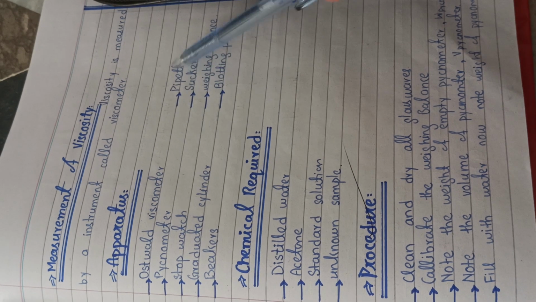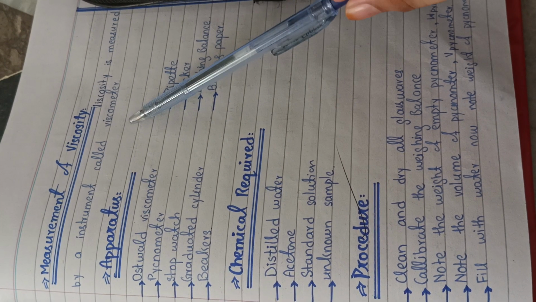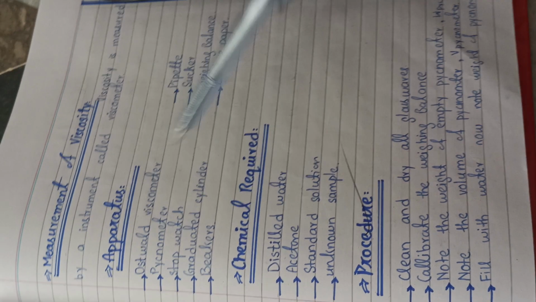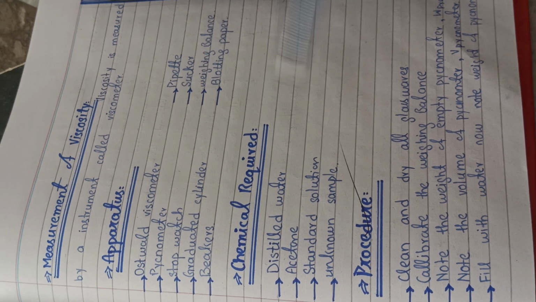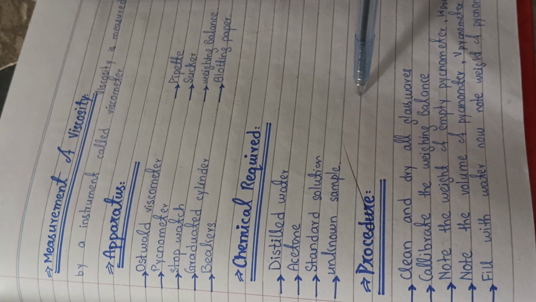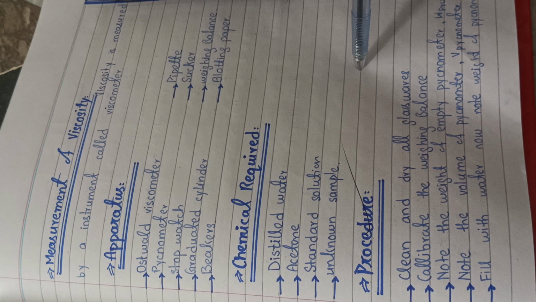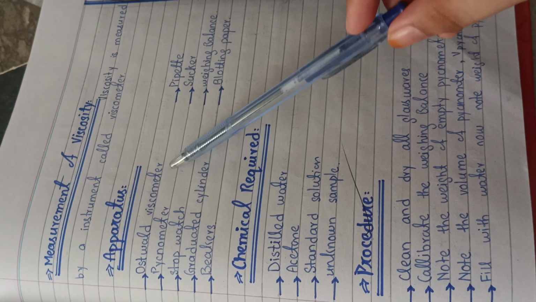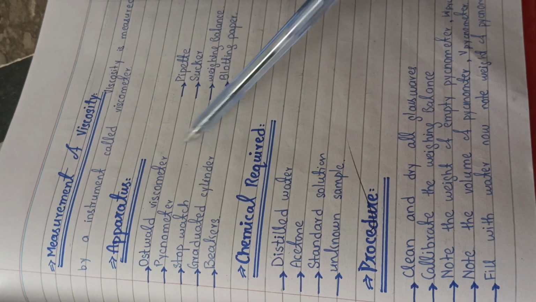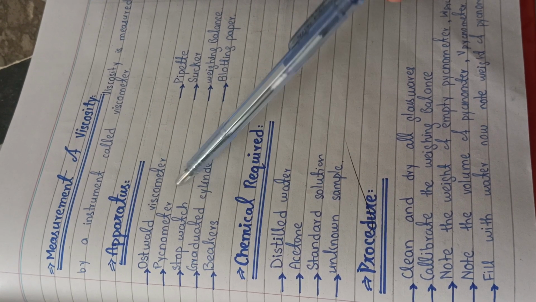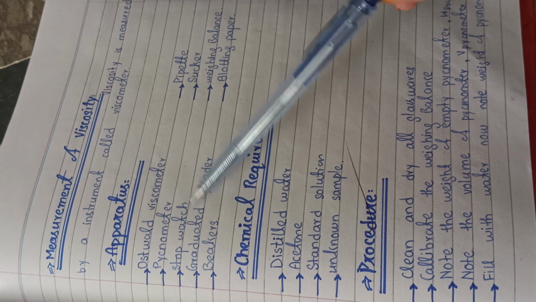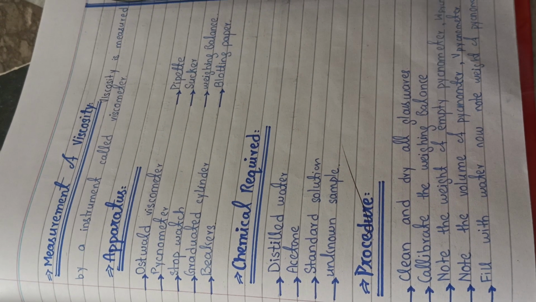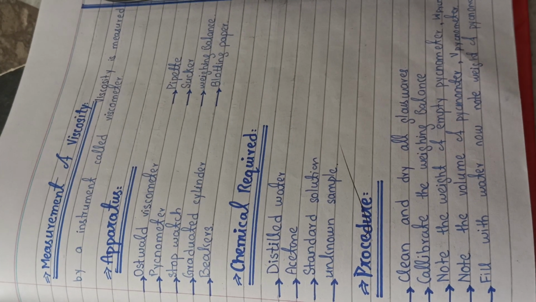Now we are going to measure our viscosity. Viscosity is measured by an instrument called a viscometer, and the Ostwald viscometer is a type of viscometer by which we are going to measure the viscosity. The Ostwald viscometer is very common and used a lot in libraries. The apparatus you need for this experiment is an Ostwald viscometer, a pycnometer, a stopwatch, graduated cylinders, beakers, pipettes, a sucker, a weighing balance, and blotting paper.